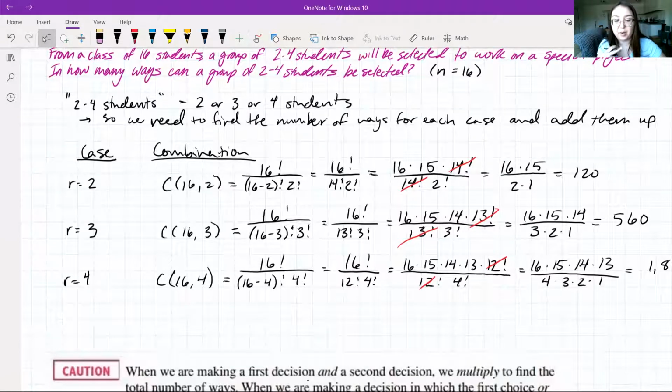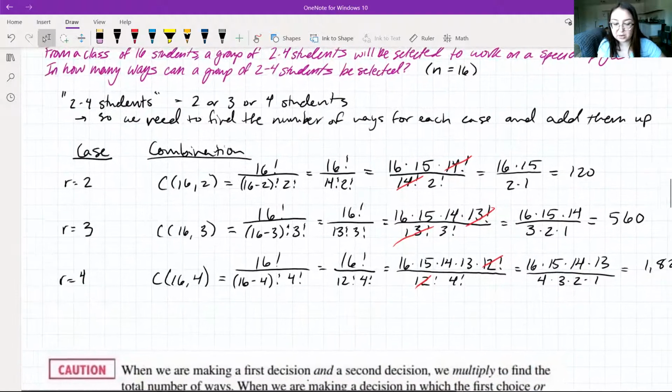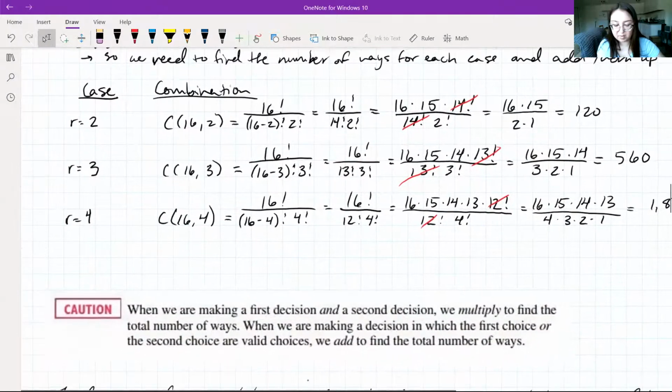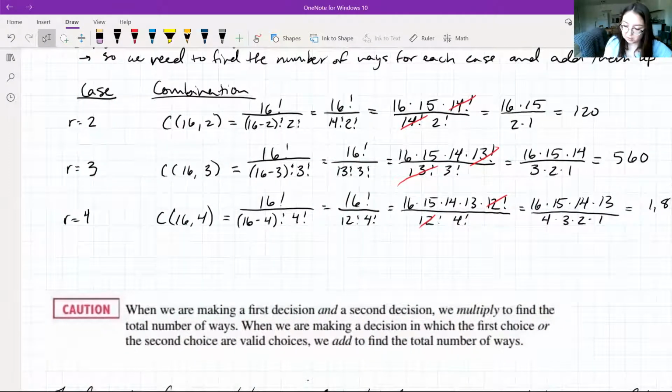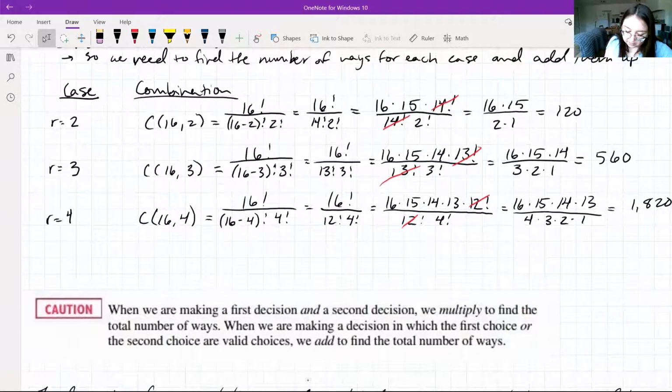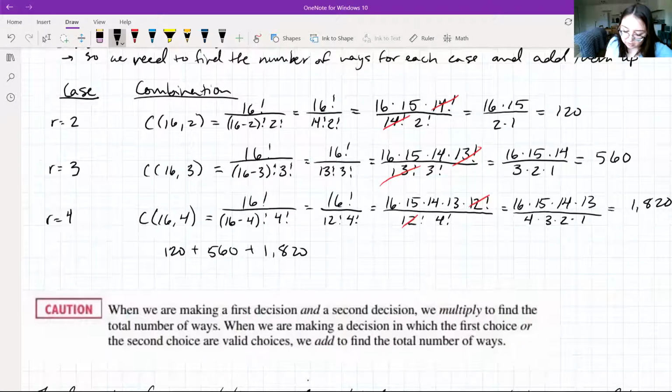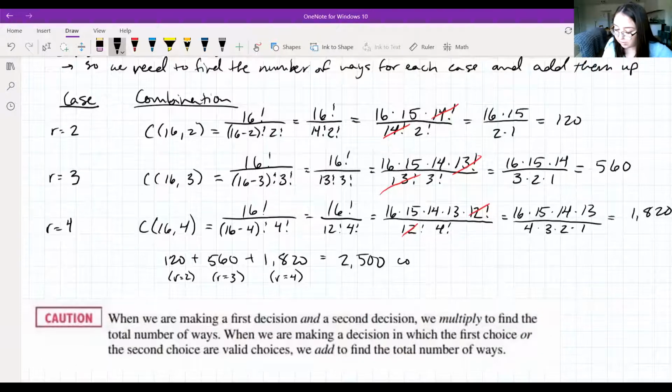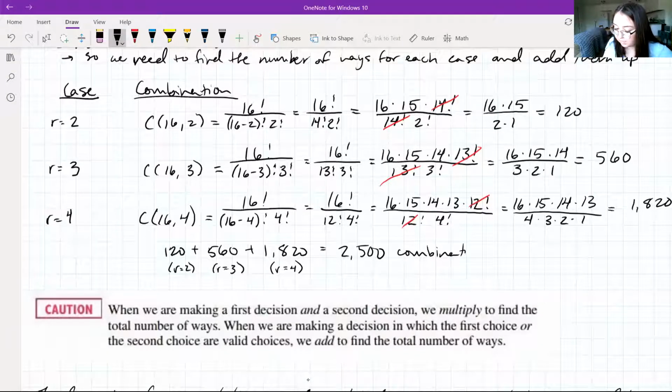Now also, just like our example in section 8.1, when we wanted to find 4 or less, essentially we wanted to add up all the values. And we said this in the beginning too, we need to find the number of ways to use each case and add them up. So what we need to end up doing is adding up all these values, so we get 120 plus 560 plus 1,820. So we know that this is r equals 2, r equals 3, and r equals 4. And we get 2,500 combinations.